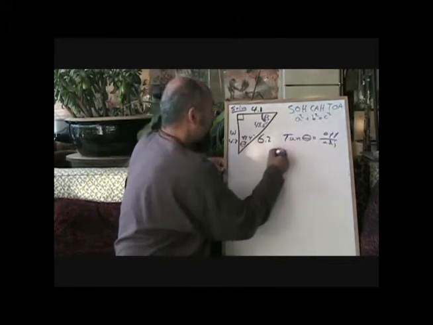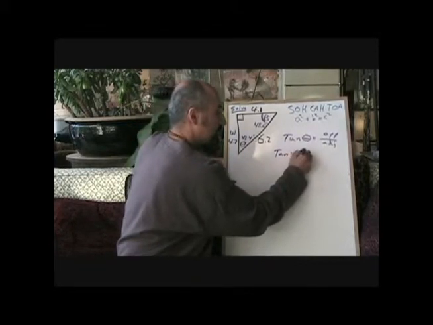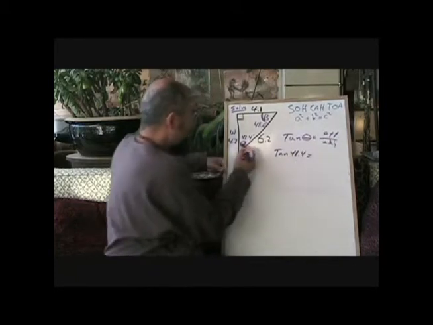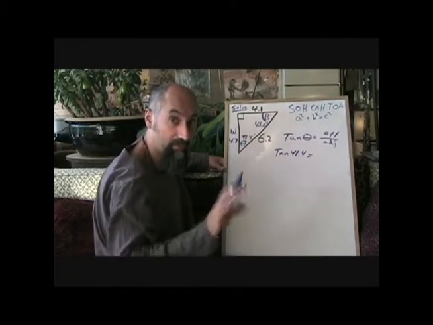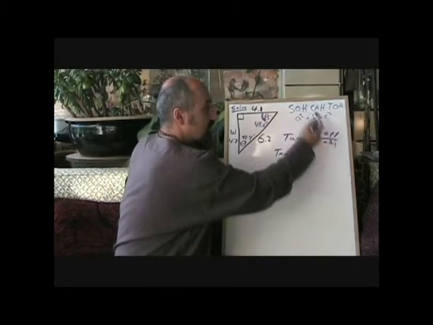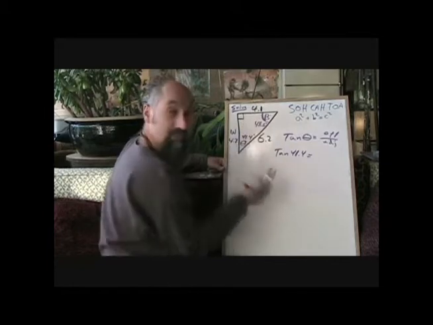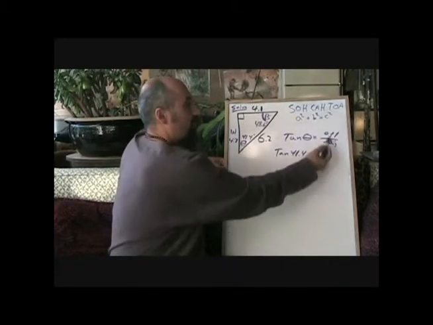So we got tan 41.4 is equal to opposite. Now what's opposite from this angle? And when they say opposite, they're not talking about opposite angles. They're talking about the sides, okay? These opposite, adjacent, and hypotenuse always refer to the sides. So tan of 41.4 is opposite over adjacent.